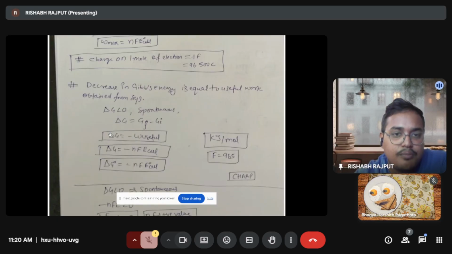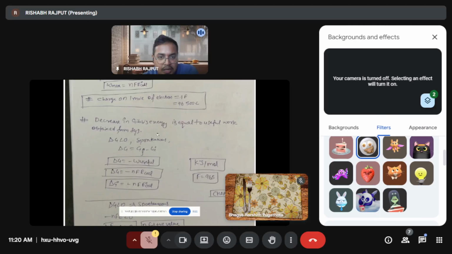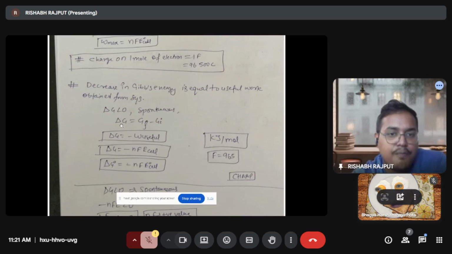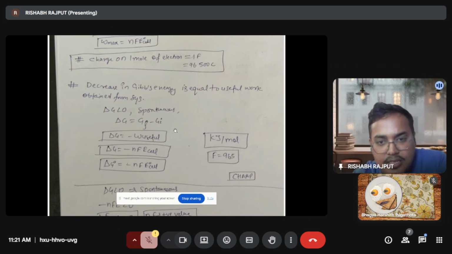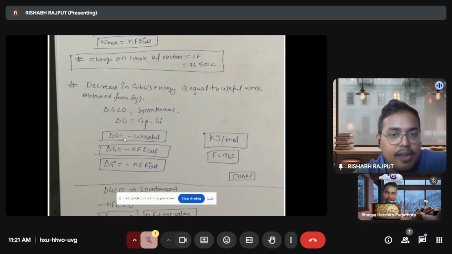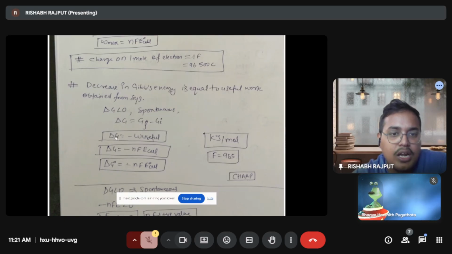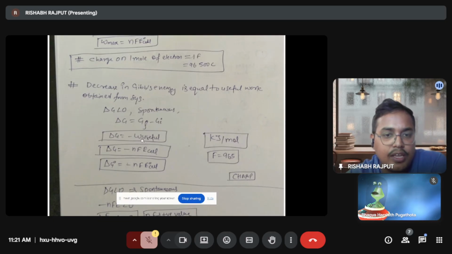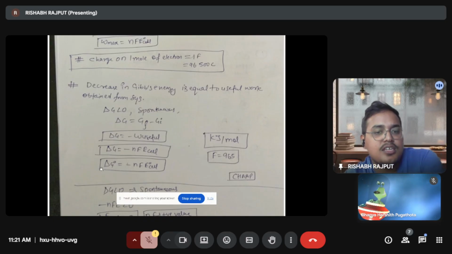Now from your thermodynamics concept, if delta G is negative, that means the process will be spontaneous. That means the cell reaction will be possible. From thermodynamics, delta G is equal to useful work. So we write delta G equals minus useful work. Why use the minus sign here? Because for a spontaneous process, delta G is always negative. That is why we put the minus sign here. So delta G becomes minus nF E cell. If I put standard delta G naught here, E naught cell also comes here. That is a standard value.